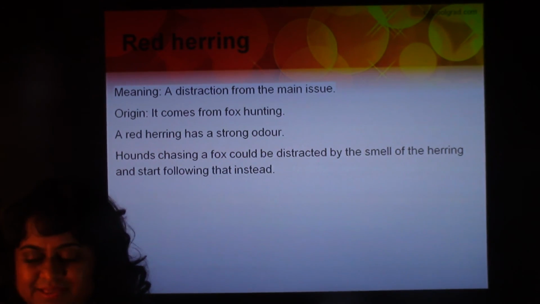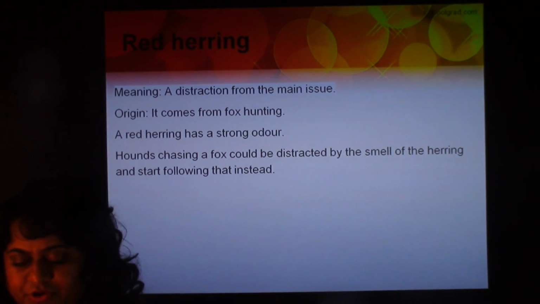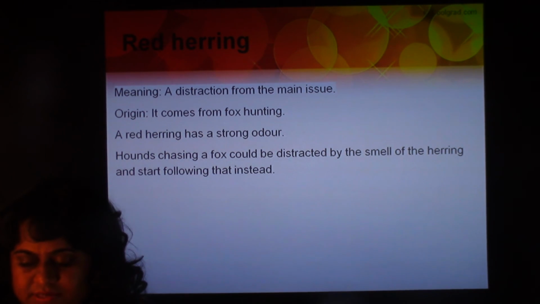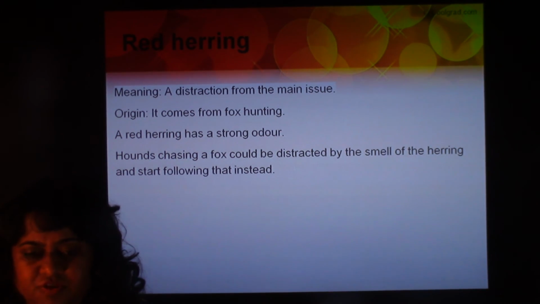A red herring means a distraction from the main issue. It comes from fox hunting. A red herring has a strong odor. Hounds chasing a fox could be distracted by the smell of the herring, and they may start following the herring instead. So if somebody is trying to accomplish something and you show them a red herring, it means you're distracting them from their goals.